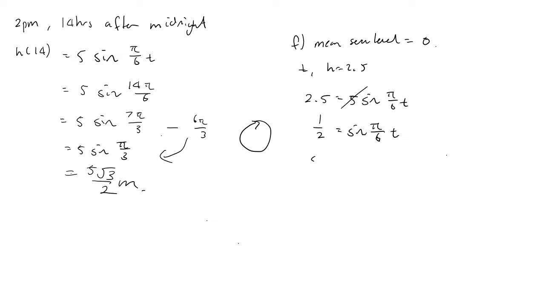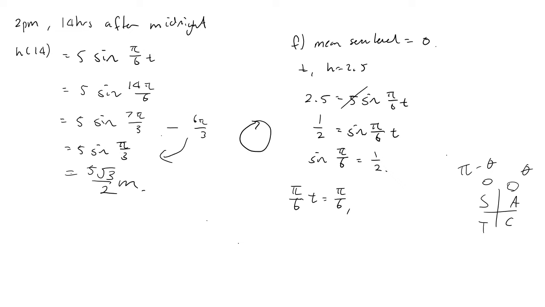Now we know that sine pi on 6 is half. So that pi on 6 t has to equal pi on 6. And now there'll be two answers in one full rotation. So draw the CAST diagram. Sine is positive in the first and the second quadrant. And if the angle in the first quadrant is theta, then the angle in the second quadrant is pi minus theta. So our second answer is pi minus theta. Okay, so pi minus pi over 6.